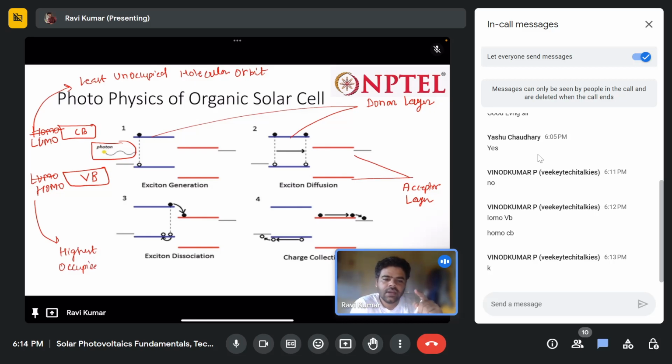In the valence band and conduction band, the valence band is filled with charge carriers, but there are no charge carriers in the conduction band. So same thing is here: in the upper layer there should be no electrons or charge carriers, so that is known as unoccupied. And for the lower one, compared to the valence band, it is the highest occupied molecular orbital.